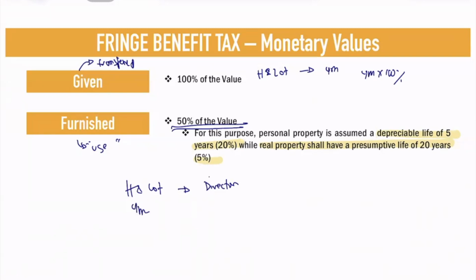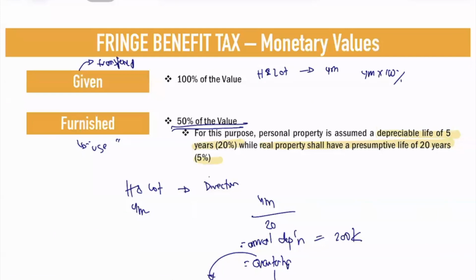Now, how do we tax it? To tax it, the 4 million will be divided over 20 years. And that is only the annual tax. Why do we say it's an annual tax? Because, again, we are depreciating it per year. Therefore, this is the annual depreciation. So the annual depreciation is 200,000, right? So if that's the annual depreciation, you need to get the quarterly depreciation. Why quarterly? Because fringe benefit tax is paid quarterly.